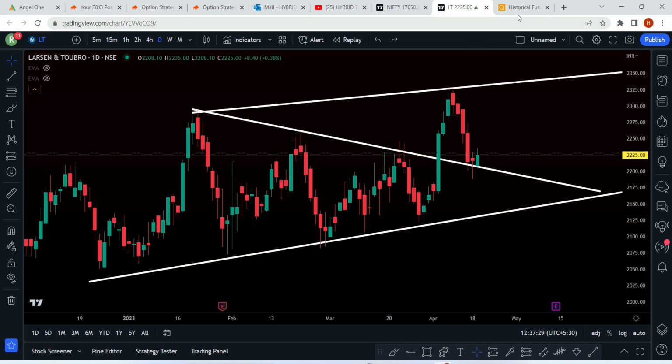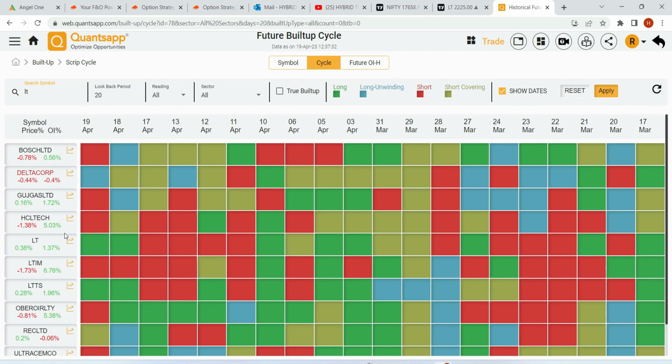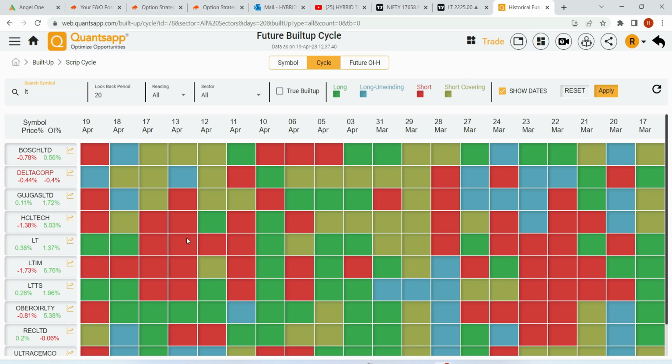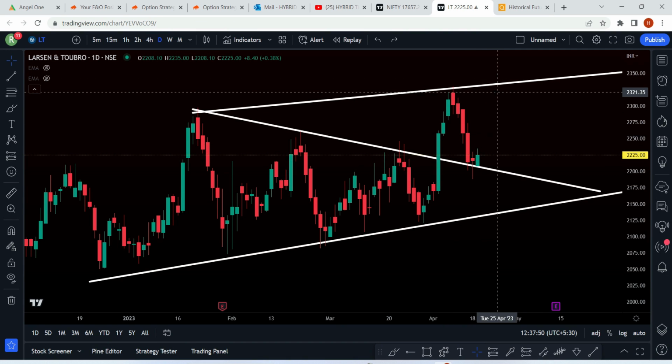So tomorrow, day after tomorrow, if longs are getting built up, the stock will go up obviously. But just in case, if you see short covering also getting built up here, maybe tomorrow, day after tomorrow, the stock still has the potential to go up, because shorts are covering their loss.